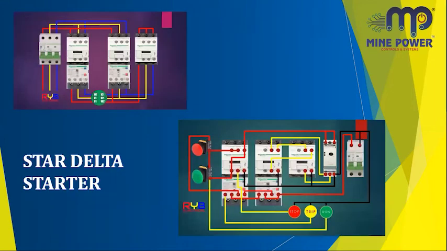Next, the star to delta starter. It is also used in manual operation only, because in star you get more torque. We can get more torque in star and then we run in delta. When you run in delta, it runs at the standard voltage and current, and the motor runs in the standard format. First of all we need more torque for the motor, so we first run in star and then convert into delta.